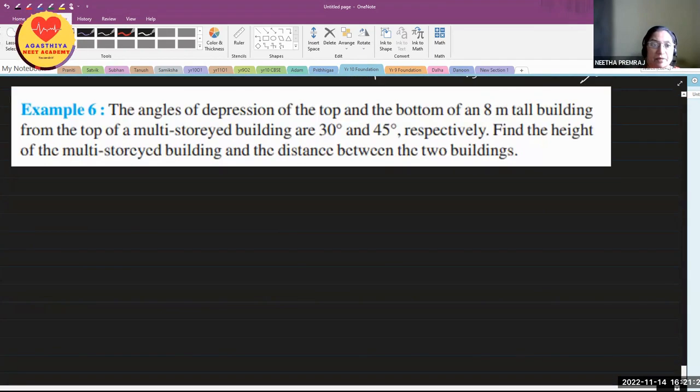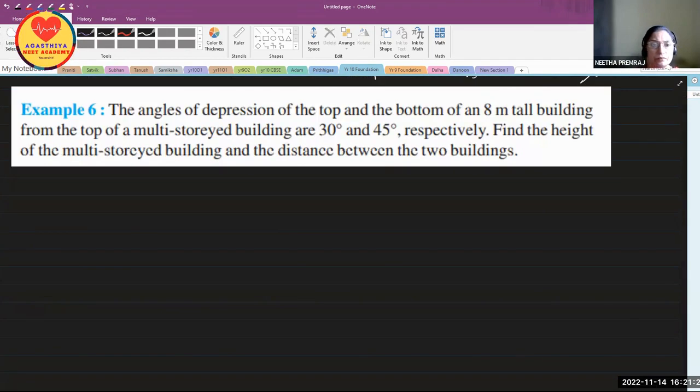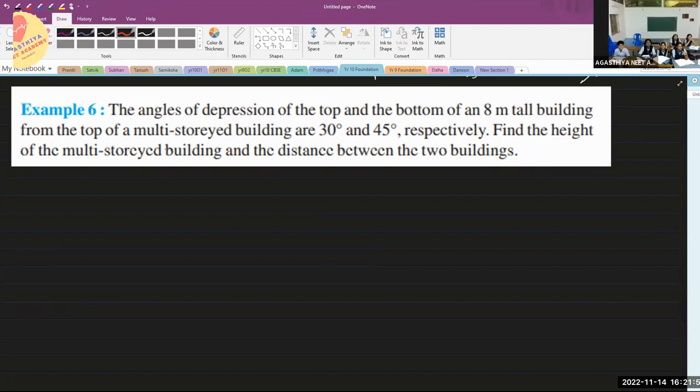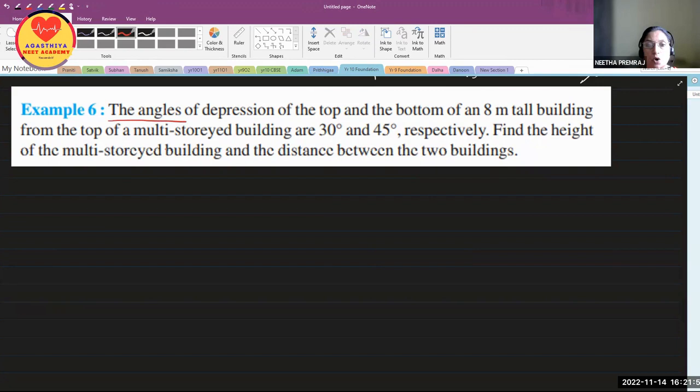Yes, guys, anybody read the sum? Yes, who raised your hand? What's the doubt? No doubt. Okay, tell me what is given in the sum. See, angle of depression of the top and bottom of an 8-meter tall building.